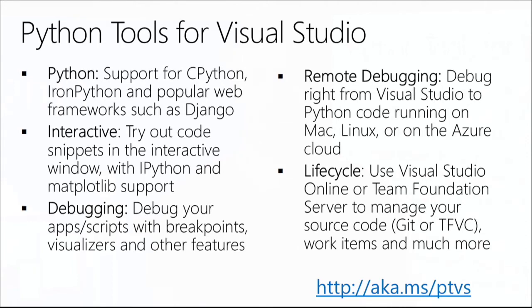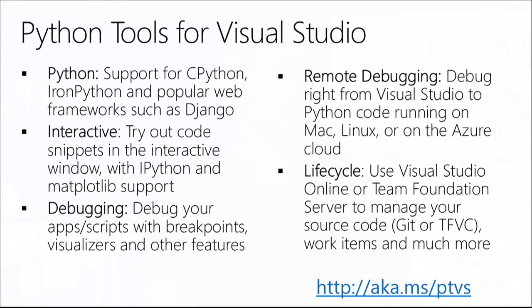So we have remote debugging. So using Visual Studio, you can debug Python code that's running on a Mac, running on Linux, from Visual Studio, and have the full Visual Studio debugging experience while your code is running on a completely different machine. And that includes on Azure. So if you have a website or a cloud service running on Microsoft Azure, we can remotely debug that. And I'll show that a bit later on the demo.